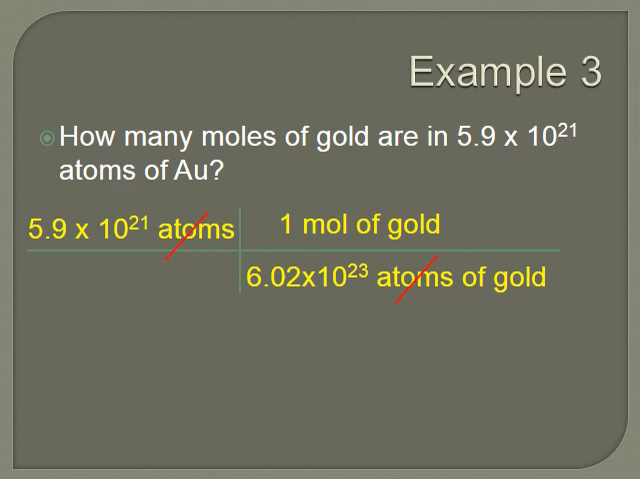divide these. So if you can get out your calculator and go 5.9 EE21 divided by 6.02 EE23, you should get something about 0.0098 moles. Notice we started with 2 sig figs, so we're going to round our answer to 2 sig figs. And zeros in front never count. So 98, that's 2 sig figs.